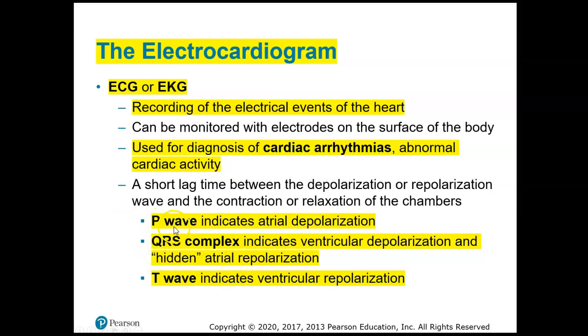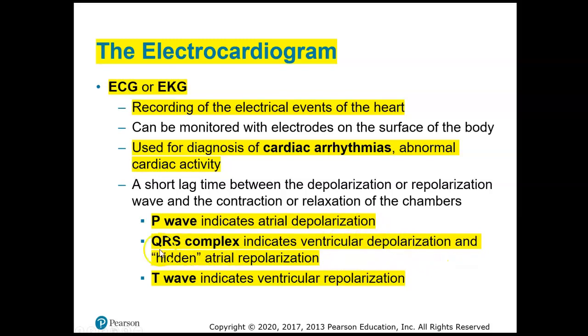So the first little blip is a P wave, and it indicates atrial depolarization. What that means is the atria of the heart are about to contract. After that impulse travels through the atria, they're going to contract and pump blood into the ventricles. Then there's the largest peak, which is the QRS complex. That indicates ventricular depolarization, which means that the ventricles are about to contract and pump blood out of the heart.